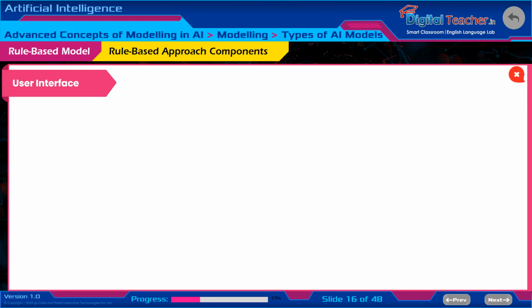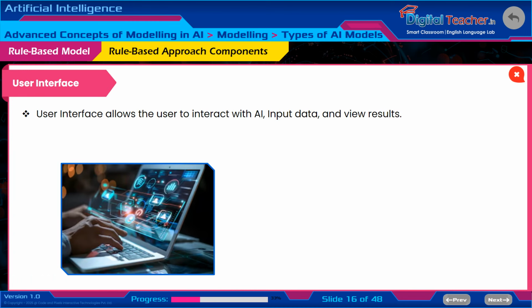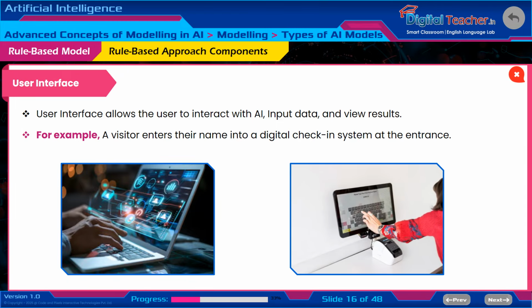User interface. User interface allows the user to interact with AI, input data, and view results. For example, a visitor enters their name into a digital check-in system at the entrance.